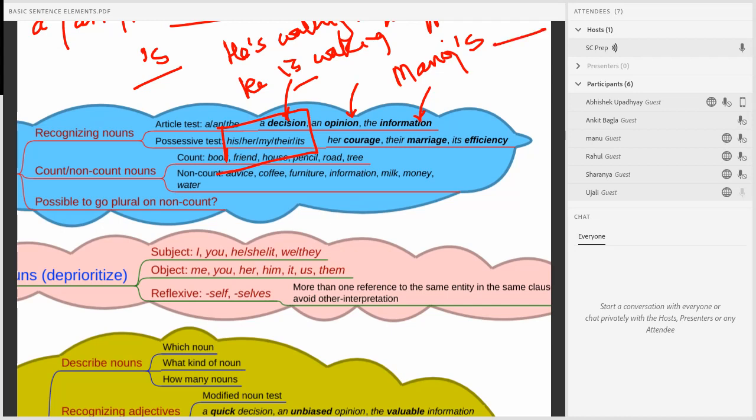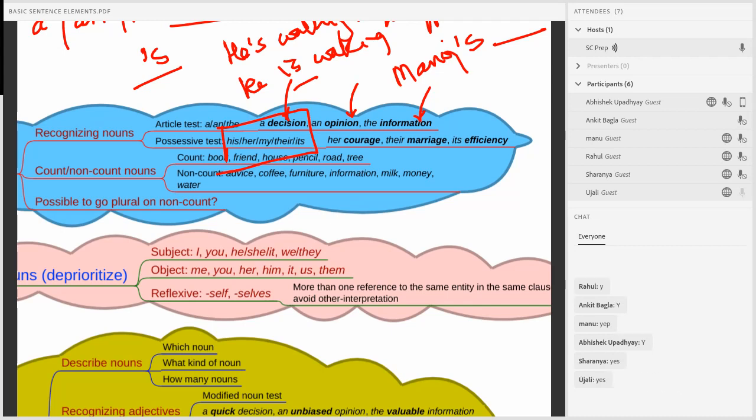All right, quick check. Is everyone comfortable with this? Tests, ways to recognize nouns. All right, I've got a few yeses. Quick check, Sharanya, Ujali, is this okay? Any doubts? You can always unmute yourself if you have any doubts.